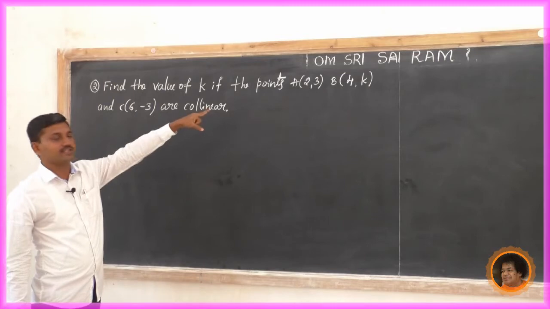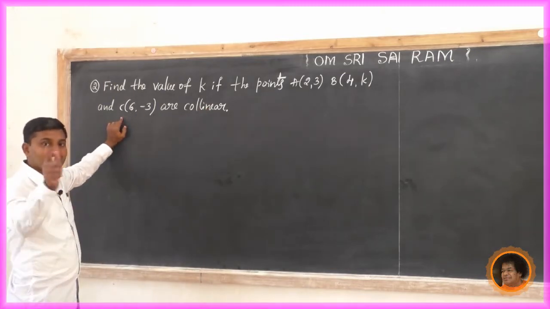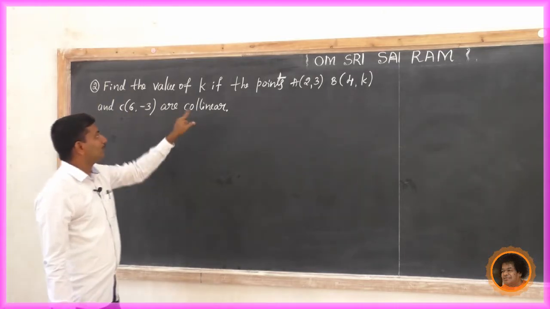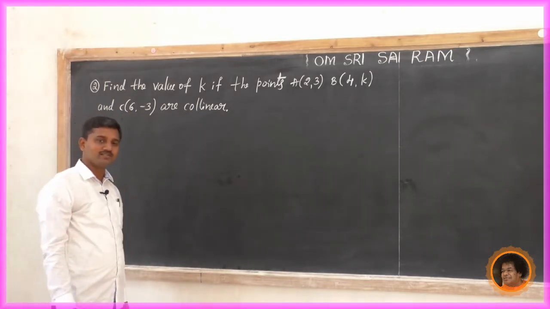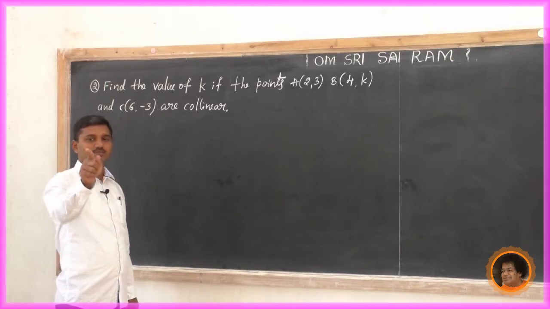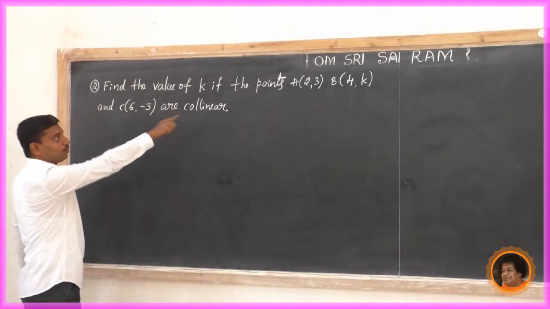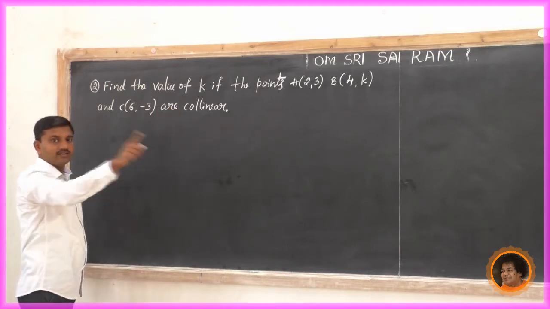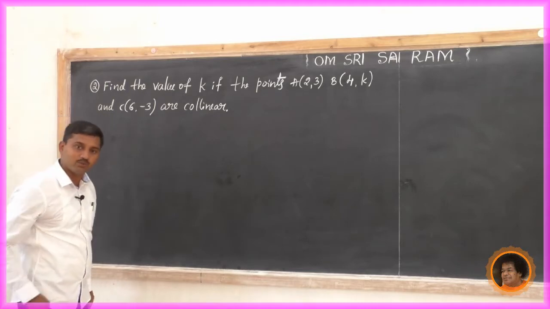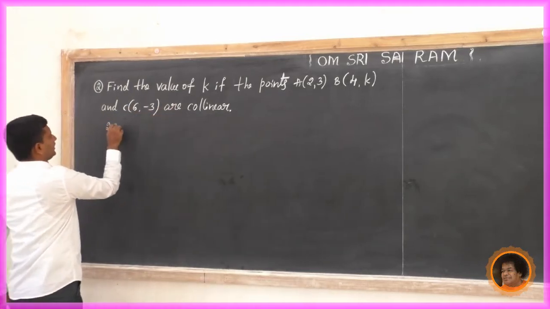Three coordinate points are given: (2, 3), (4, k) and (6, -3). The condition given is that these points are collinear. What is the meaning of collinear? Collinear means the area of the triangle must be 0. Since the points are collinear, the area of the triangle must be equal to 0. So here the first coordinate point is (2, 3).